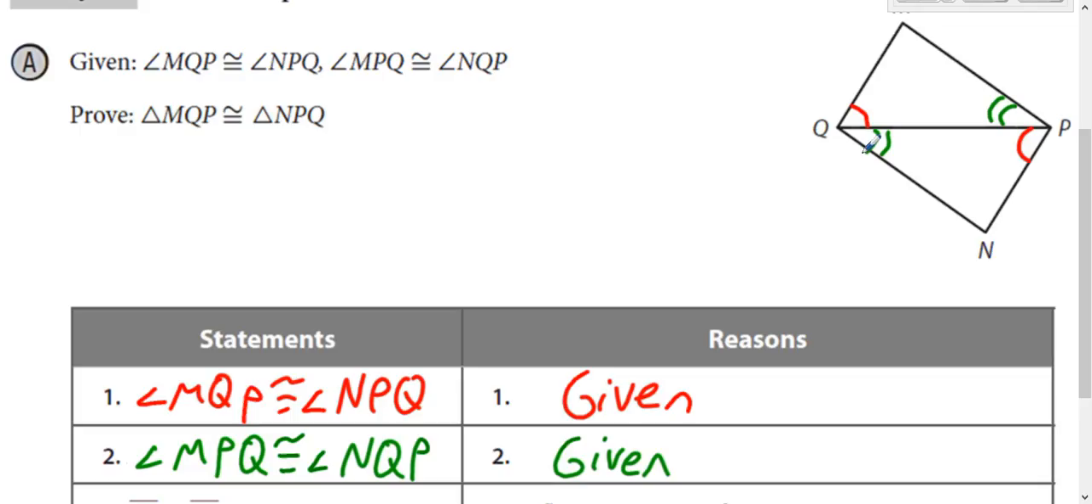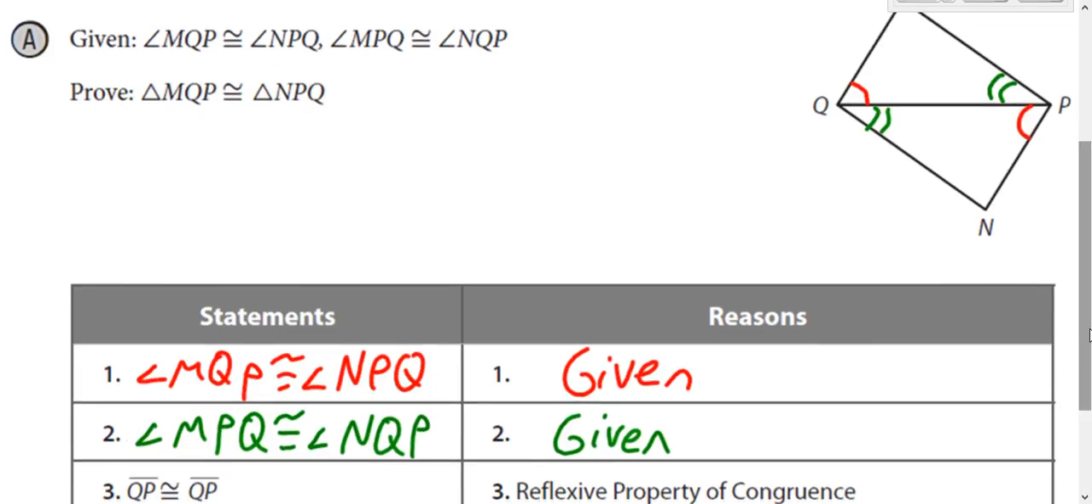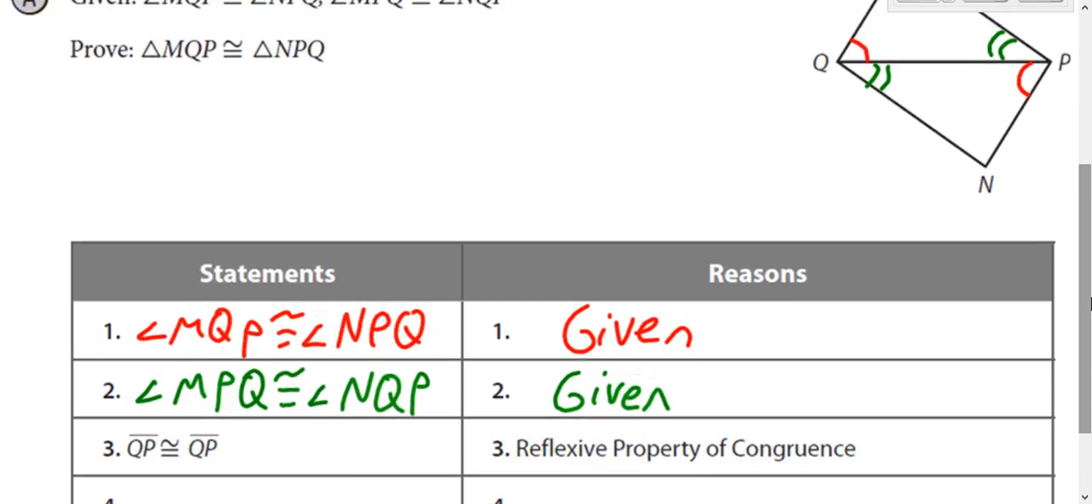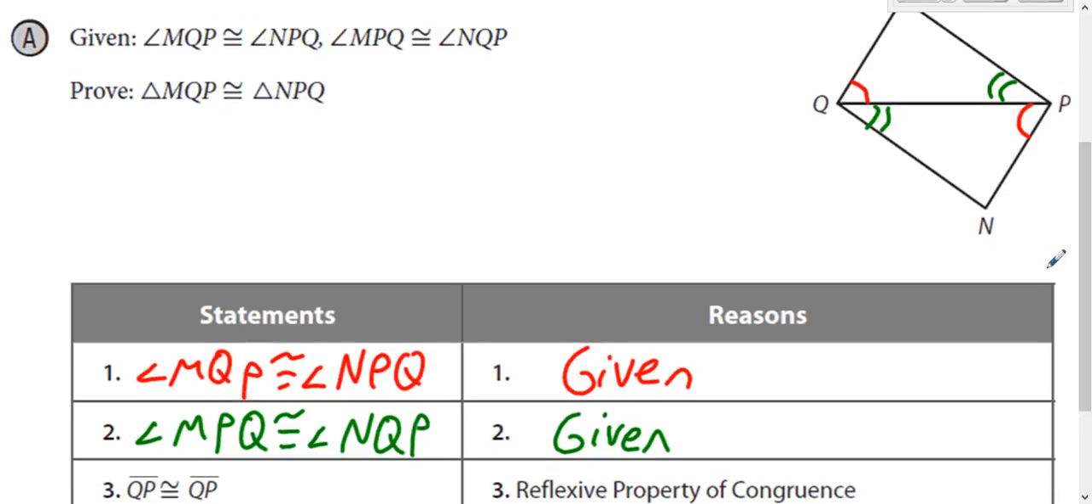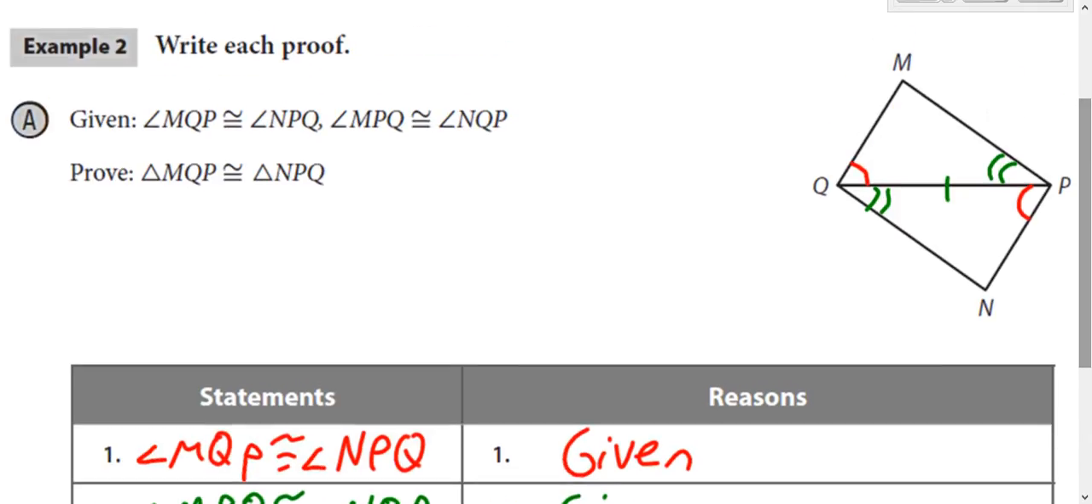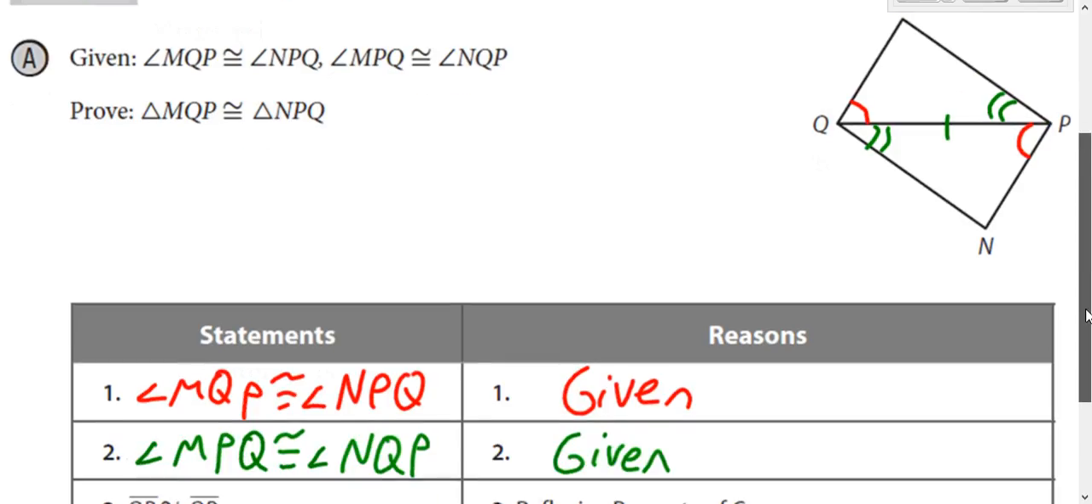I also color-coded it for you. So that was given. And now here's a property that we haven't really dealt with yet. It's called the reflexive property. And it's saying QP is congruent to QP. It's congruent to itself because it is itself. Whenever two triangles share a side, if they overlap like that, and they share the same side, then it's got to be congruent to itself so you can use that side. And that's called the reflexive property.